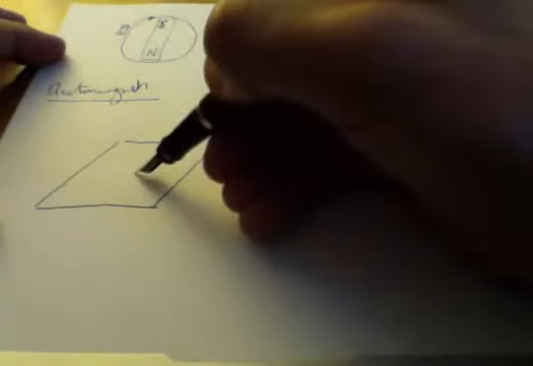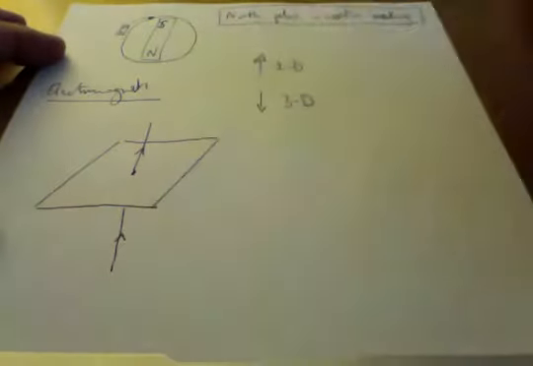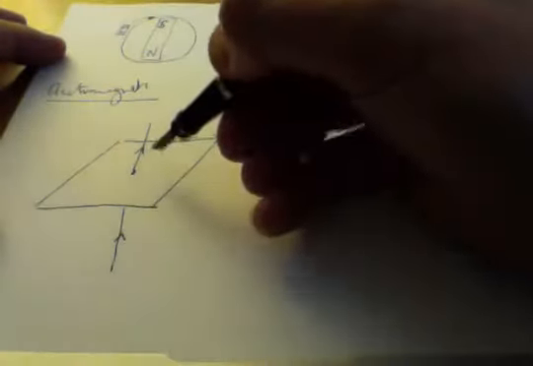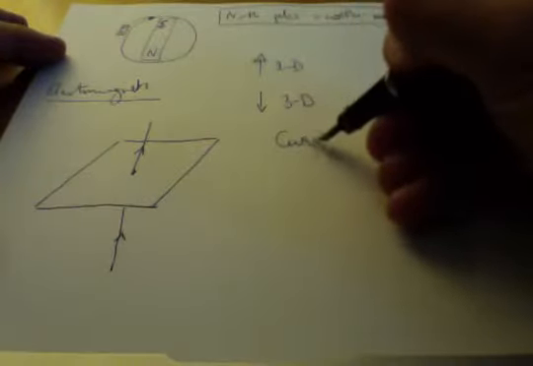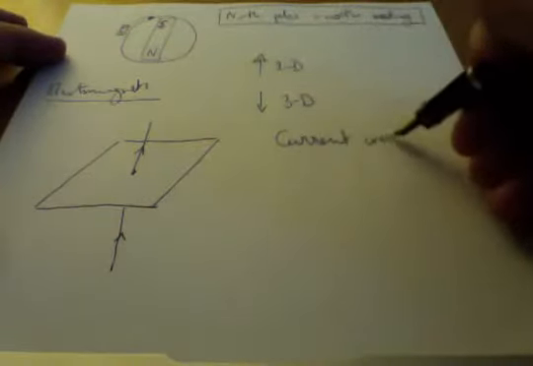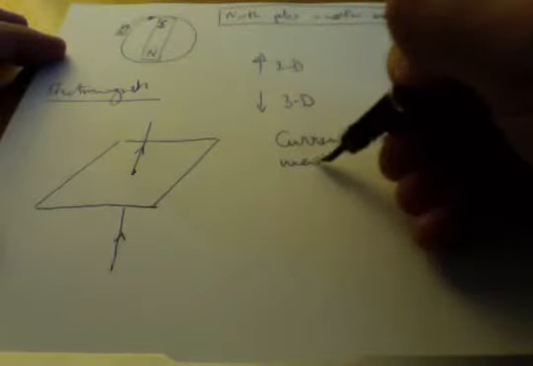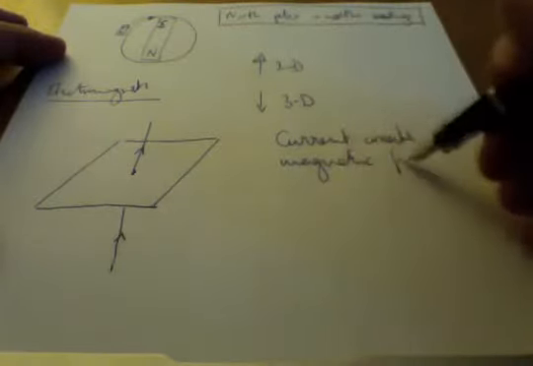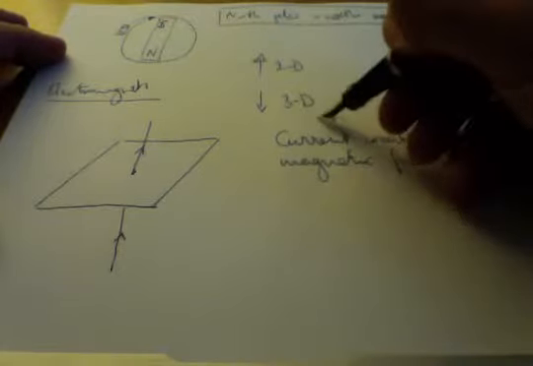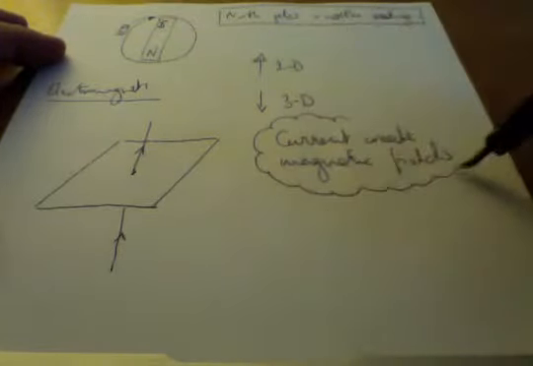So we need to be happy about the concept of objects going in and out of a page. Let me just draw in 3 dimensions what I mean. If we have this piece of wire that travels through a sheet of paper, then what we need to be aware of is that currents create magnetic fields. Okay, so if there is a piece of wire with a current flowing through it, then it creates a magnetic field.